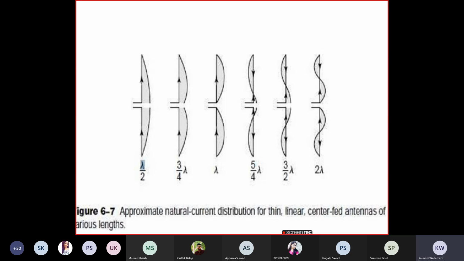As for lambda by 10, what will the current be here? It tapers at the center. The center has the maximum peak and it tapers toward the end poles. As the length is increasing, the tapering will be more and more.